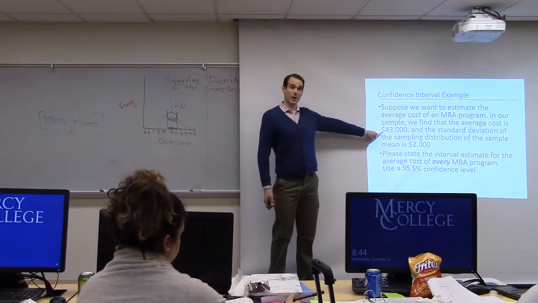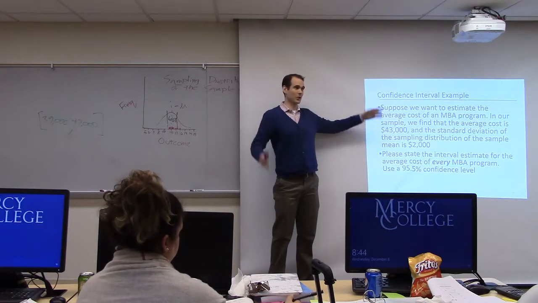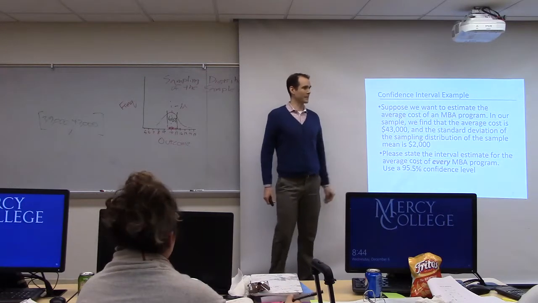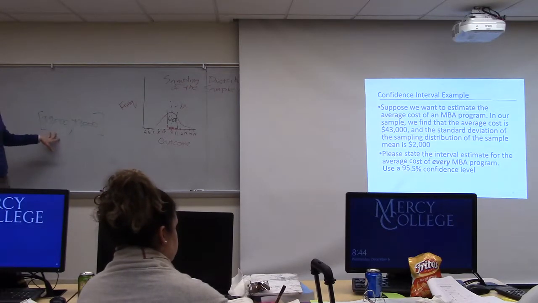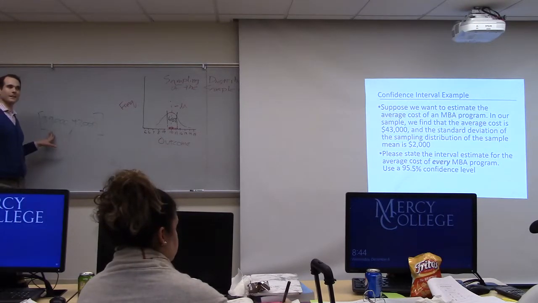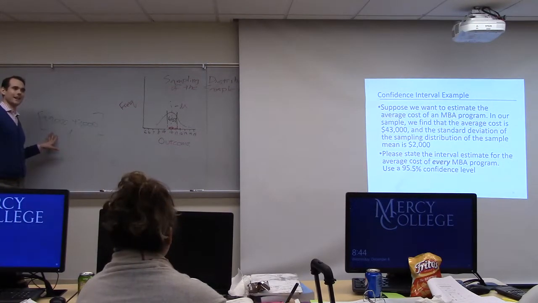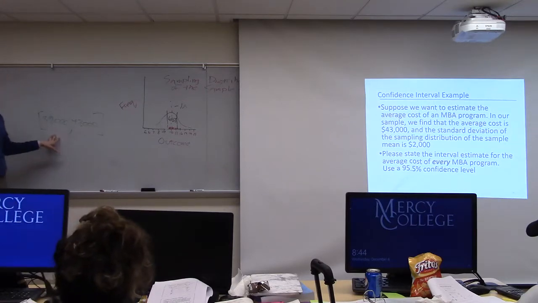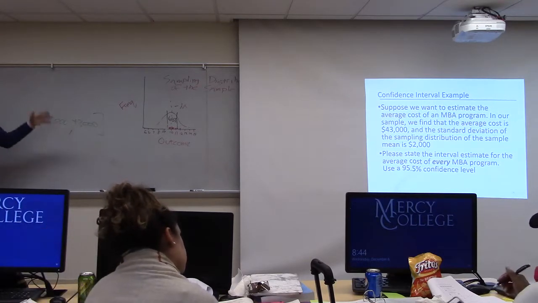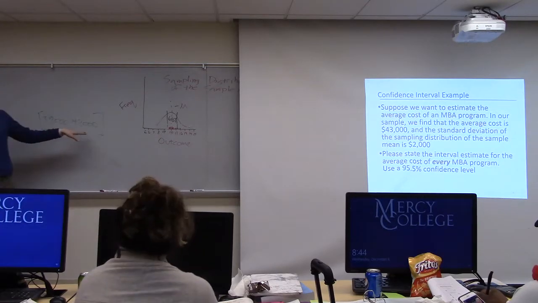Okay. So if you want to be 95.5% confident, you make your confidence interval 2 standard deviations from your point estimate. So you add 2 standard deviations and you get up to 47,000. You subtract 2 standard deviations, get down to 39,000. Because your standard deviation is 2,000, so that times 2 is 4,000. Yeah. So you're going to stand up and say, I'm 95.5% confident the true population mean is between 39,000 and 47,000.